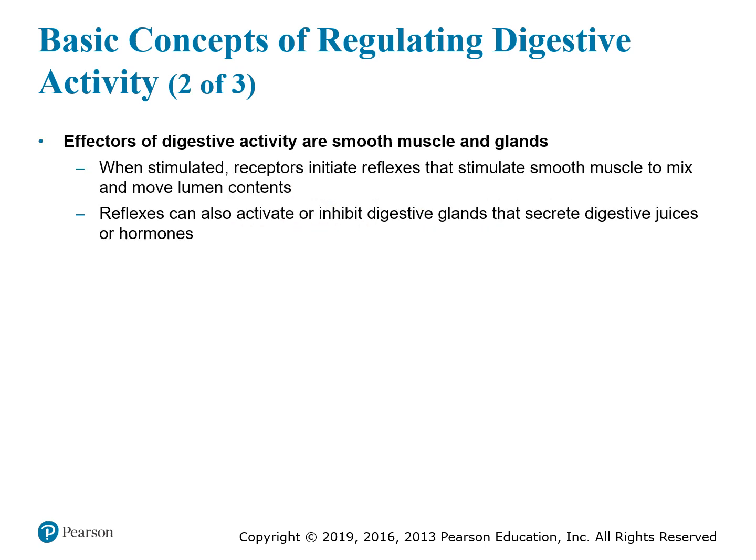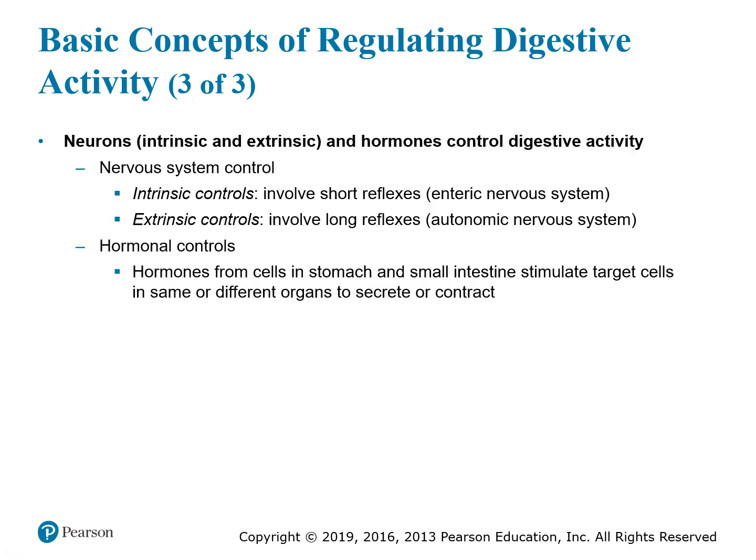And then the effectors of digestive activity are smooth muscles and glands. So where do the signals go? They go to the smooth muscles and the glands, just like we saw in that diagram, and that is where the change happens. Reflexes can also activate or inhibit digestive glands that secrete digestive juices or hormones. And when stimulated, they can also initiate reflexes that stimulate smooth muscles to mix and move the lumen contents. That was all in that diagram, if you can relate to it.